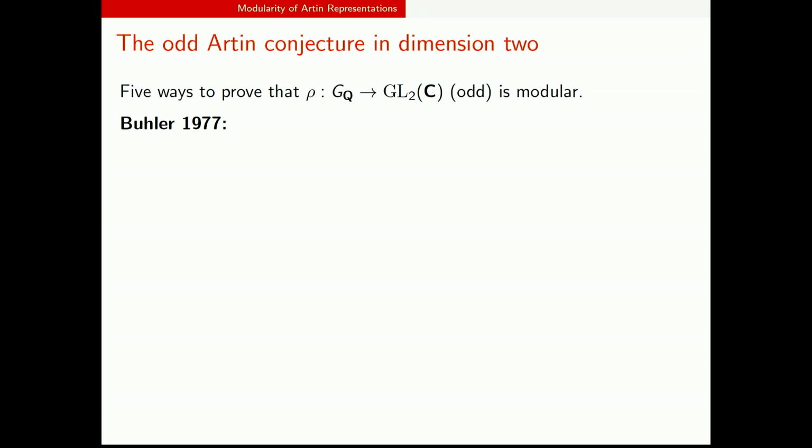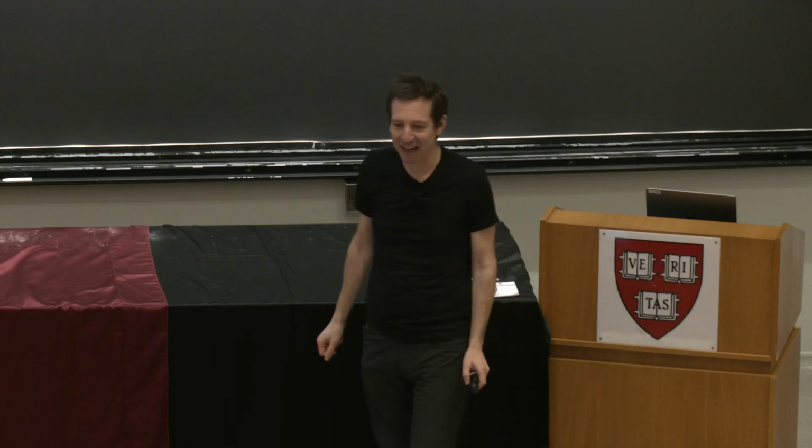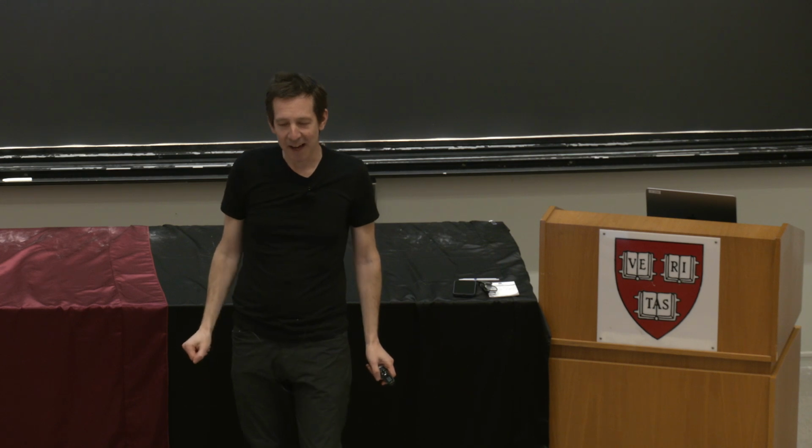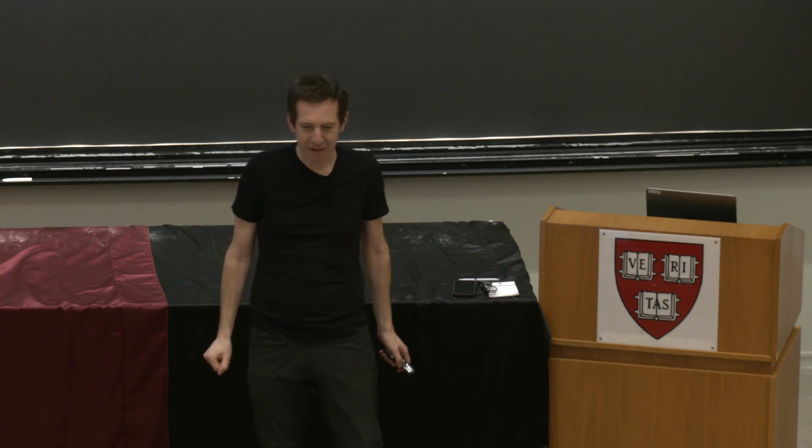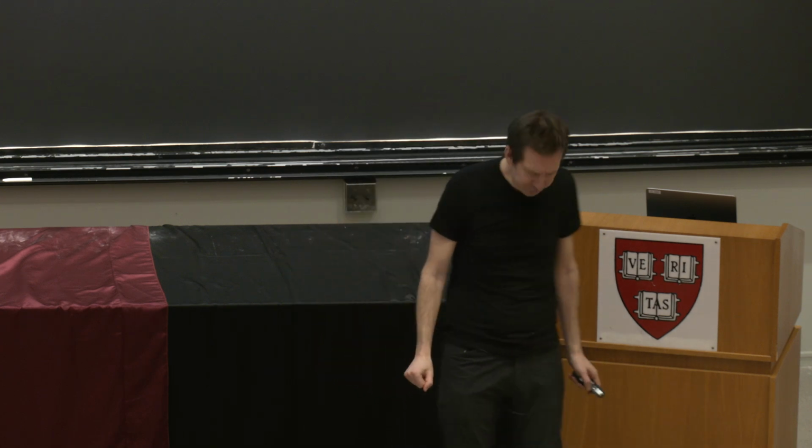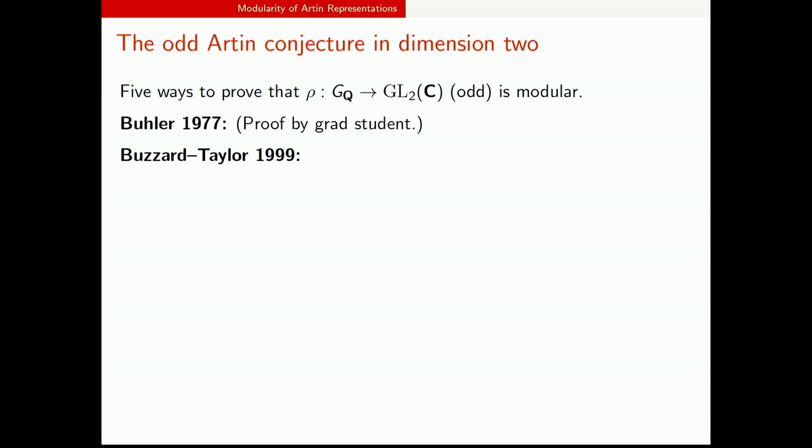Proof number 1 is proof by grad student. This is like a wonderful thesis. I don't know, we heard about it in the last talk. Here's another argument. This is by Buzzard-Taylor. So I would say the starting point, an observation that's kind of crucial at the beginning, is that the Taylor-Wiles method doesn't work.